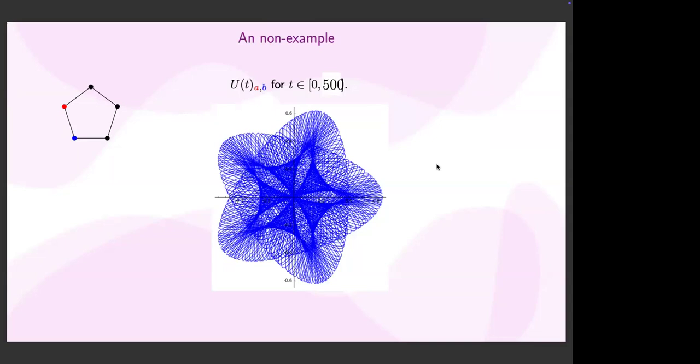Right, at time zero, 100% of your state is at vertex A. But then it seems like it comes back to zero. It comes arbitrarily close to zero because it's been there once and it's an almost periodic function, so it will come arbitrarily close again.